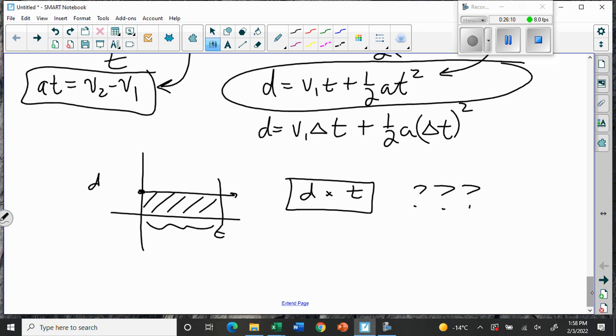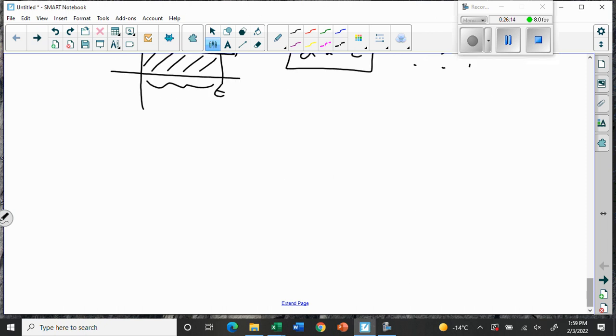Okay, so slopes and areas. The last equation is neither a slope nor an area. What it is, is basically just a converging of two of the formulas we already know.